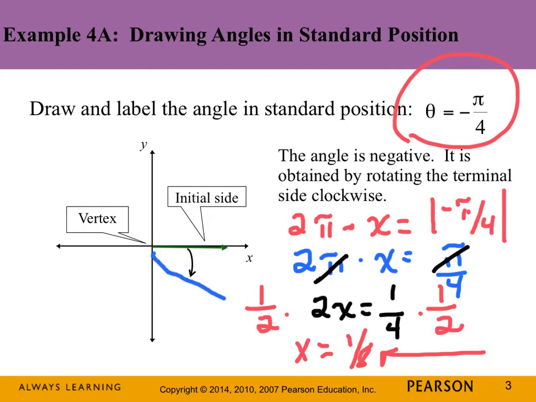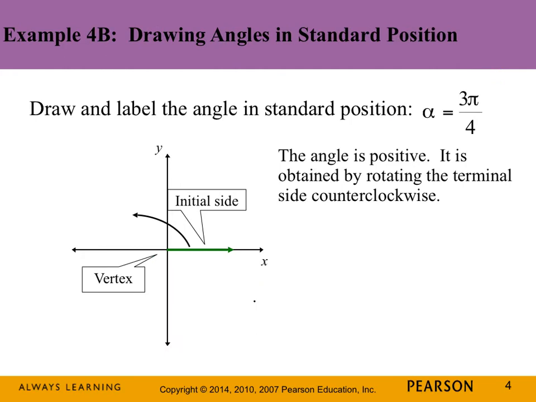I know this is not perfect, sorry. And that's my terminal side, that blue arrow that I just sketched there. So that would be an angle in radians of negative pi over 4. So in 4B, we're drawing and labeling the angle in standard position. Alpha equals 3 pi over 4.